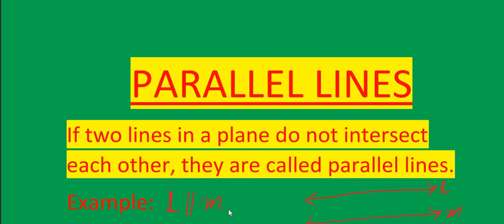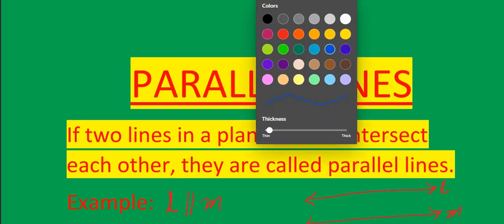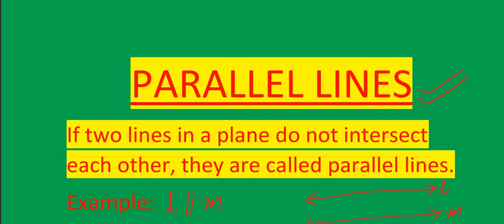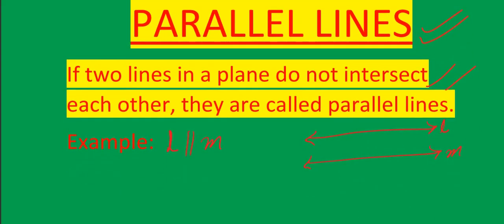So today we are going to talk about parallel lines, class 8 math. So in parallel lines, first of all, our question is what is parallel lines? If two lines in a plane do not intersect each other, they are called parallel lines. Very simple example if you will take, railway track is a very simple example of parallel lines.